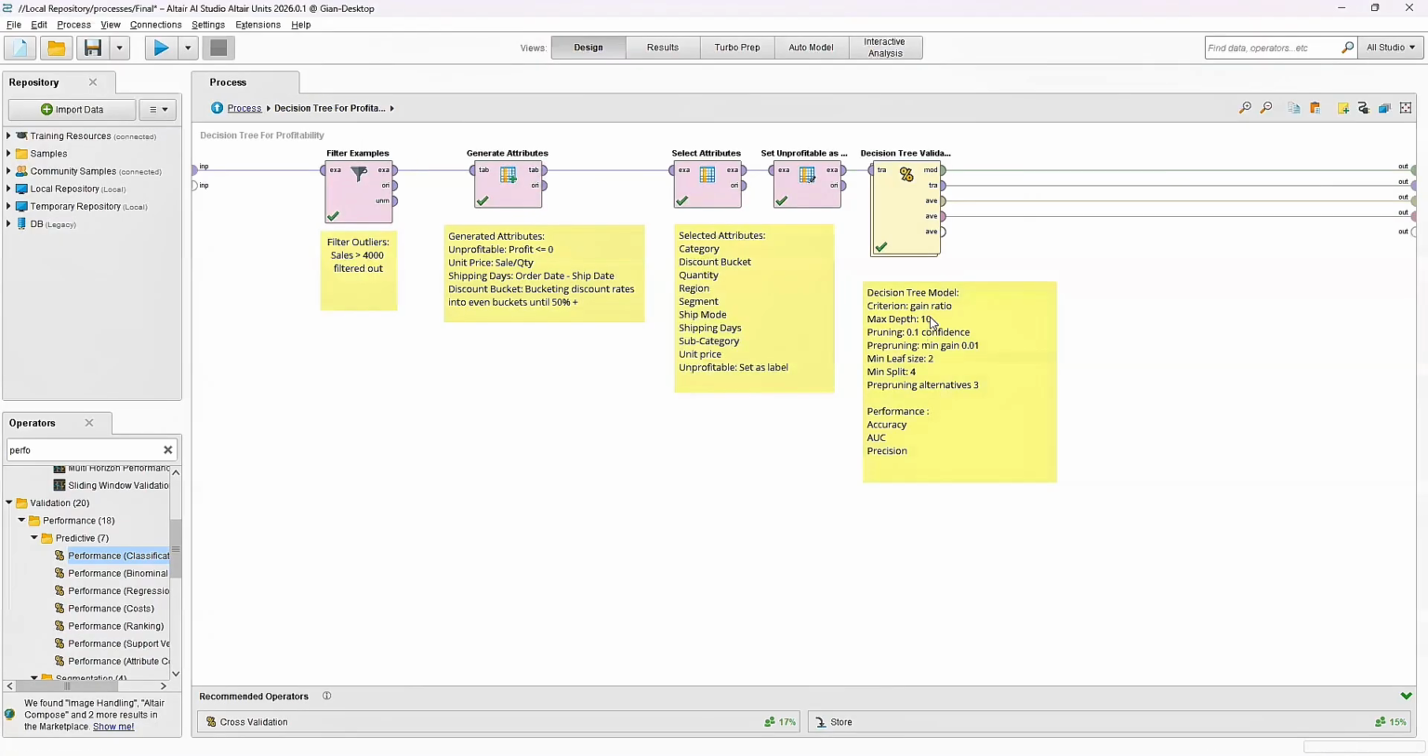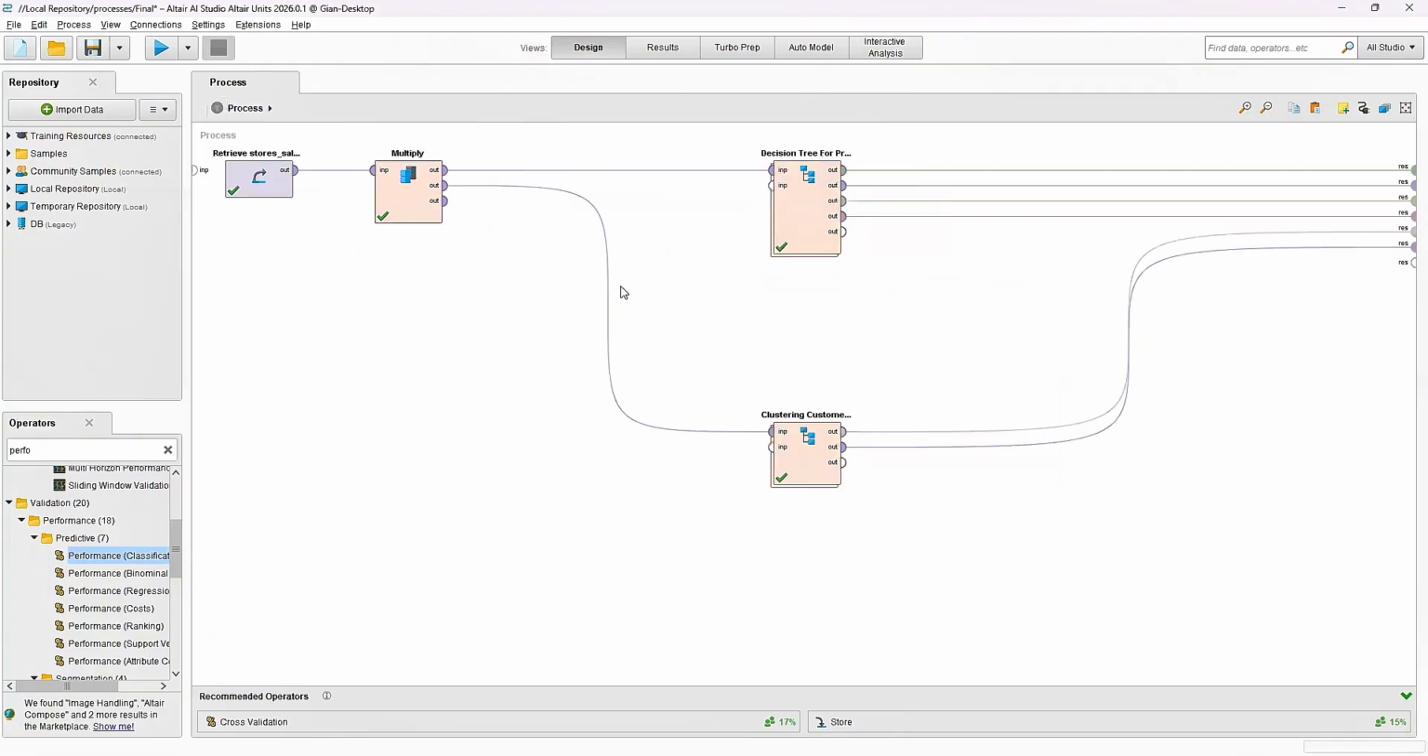The decision tree model was created using gain ratio with a max depth of 10, pruning and pre-pruning, the default, and then a minimum leaf size of 2 and a split of 4. And for performance, we added accuracy, AUC, and precision.